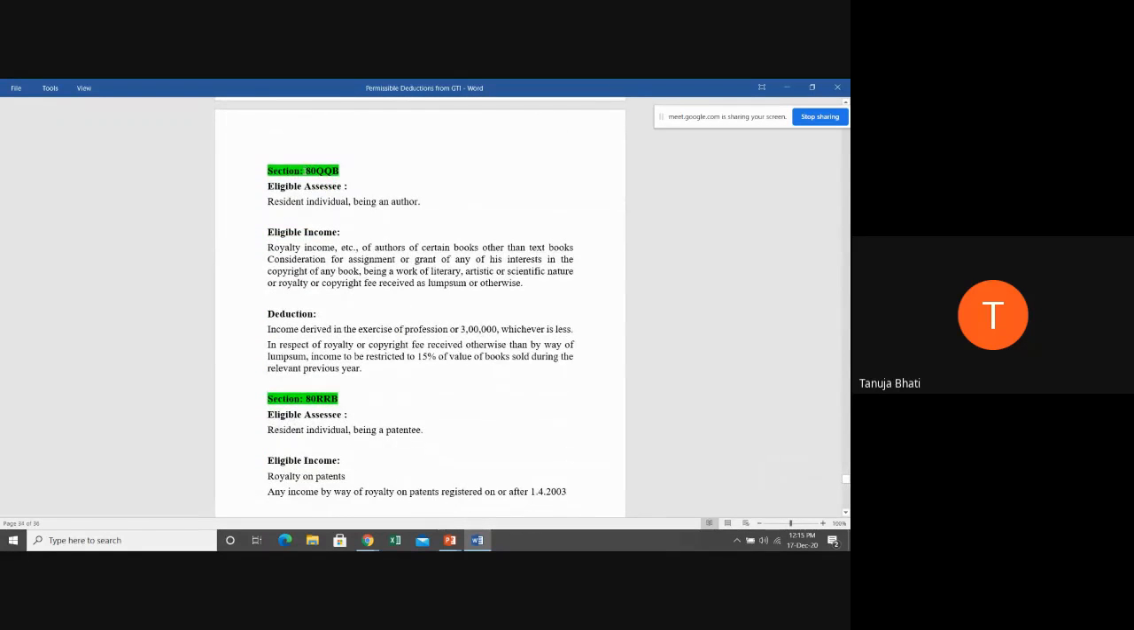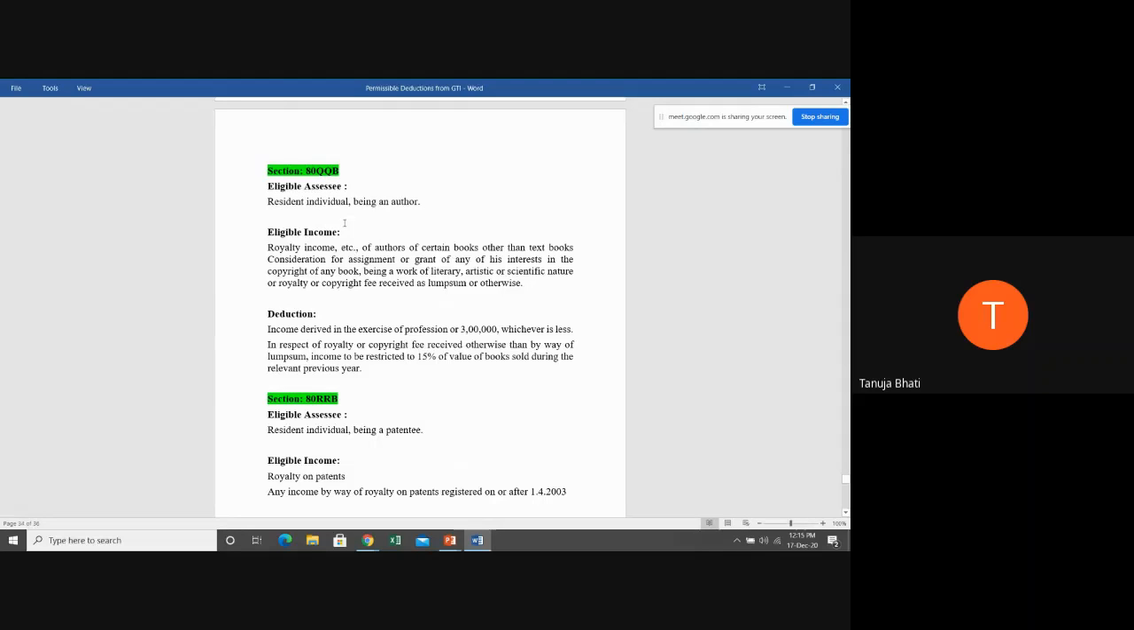Next is section 80QQB. Now, section 80QQB is given to a resident individual. You all know now who is a resident and who is a non-resident. You are all perfect with that now. So it is given only to a resident individual being an author. Now, who is an author? You know, one who writes books. So this deduction under section 80QQB is given to a resident individual who is an author.